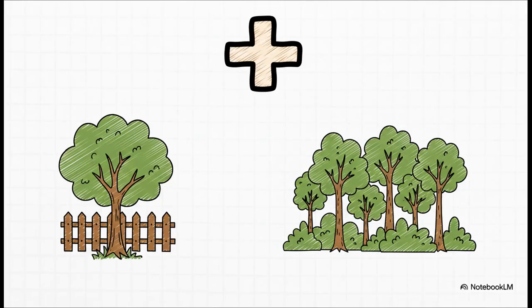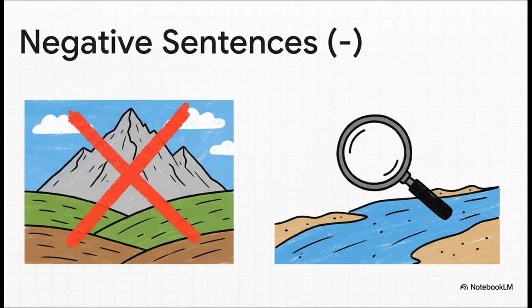Okay, so let's make some positive sentences. When you want to say something exists, for just one item, you say, there is a tree in the garden. If there's more than one, you'd say, there are many plants in the forest. Simple enough, right? But what if something is not there?